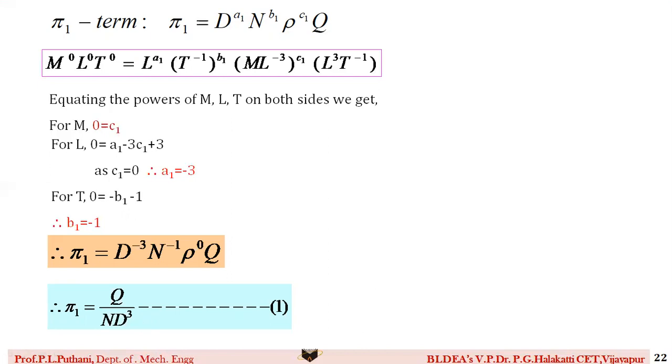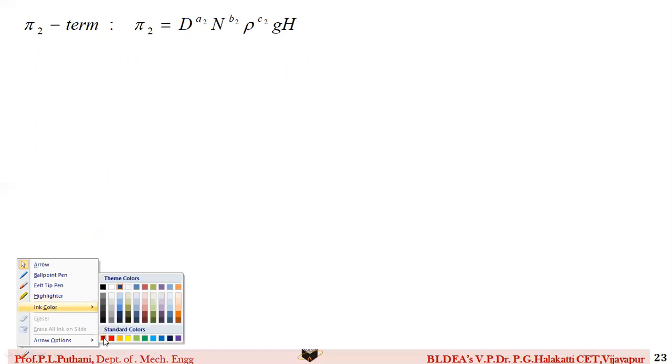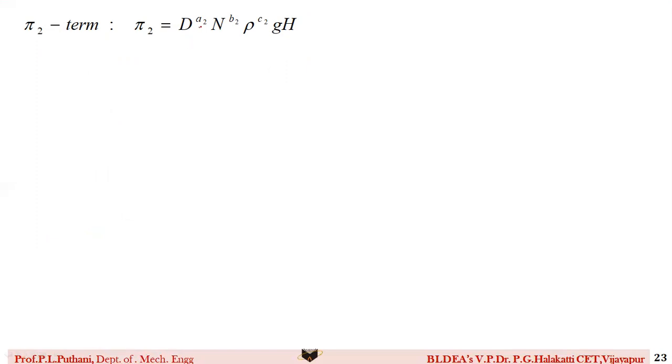Similarly, we have to do it for pi 2, pi 3, and pi 4. Let us see. Now, pi 2 is equal to d to the power of a2, n to the power of b2, rho to the power of c2, and the second remaining variable. We have taken discharge Q, and the second remaining variable I have taken as energy per unit mass flow, that is gH. Now, we will apply the dimensional homogeneity on both sides.